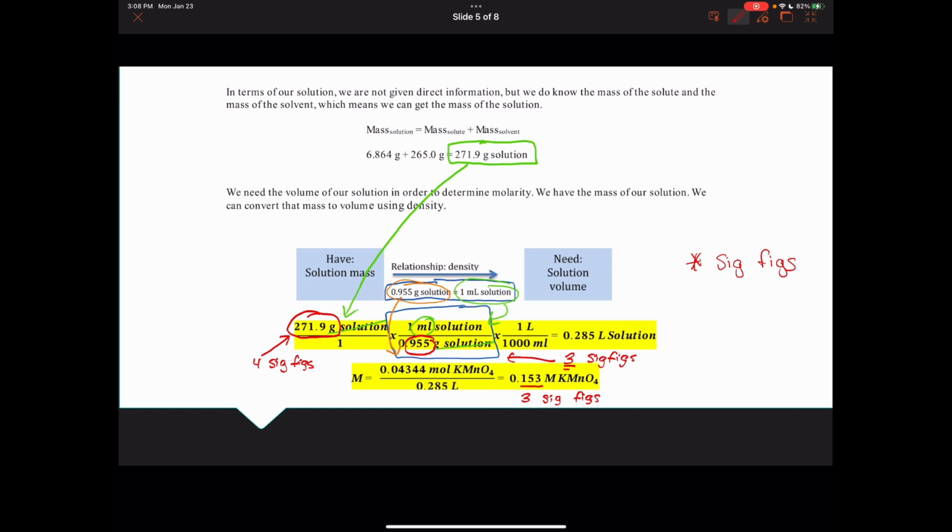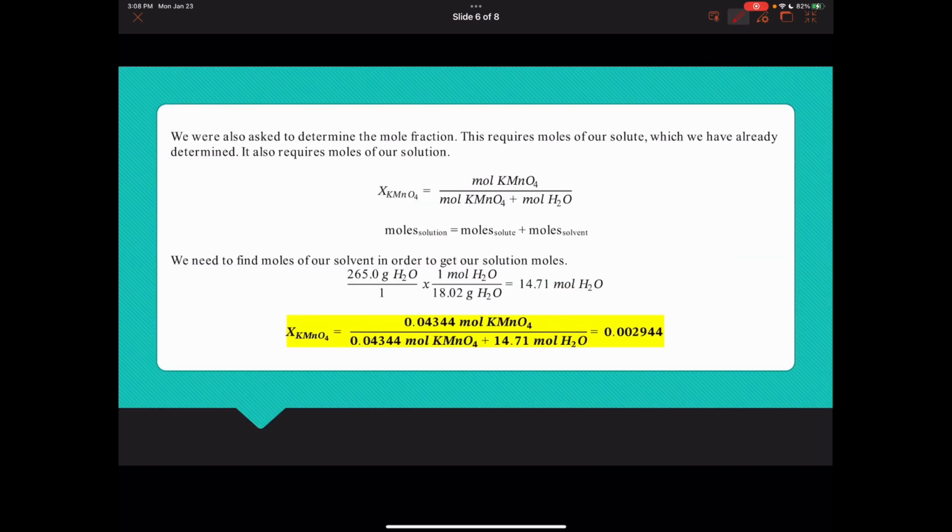So we've answered the first part of the problem. We have determined our molarity. Next thing we're asked about is the mole fraction. The mole fraction requires moles of our solute, which we already have. We've already determined that in part A. It also requires moles of our solution. And we've got to remember that our solution is the solute plus the solvent. So we have these moles already. What we need are the water moles to get our mole fraction.